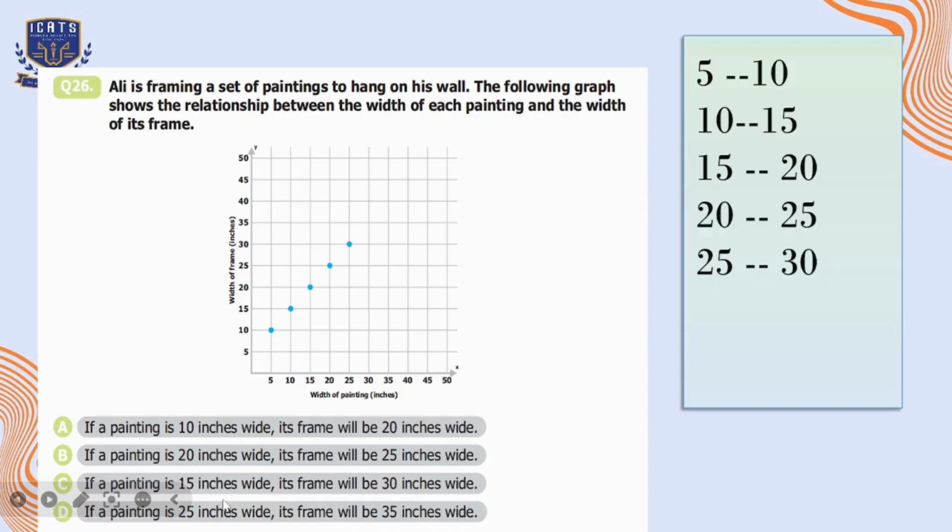Option C is if a painting is 15 inches wide, its frame will be 30 inches wide, which is wrong because for 15 inches wide painting, frame is 20 inches wide. Option D is if a painting is 25 inches wide, its frame will be 35 inches wide. That is again wrong. So option B is the only correct option here.